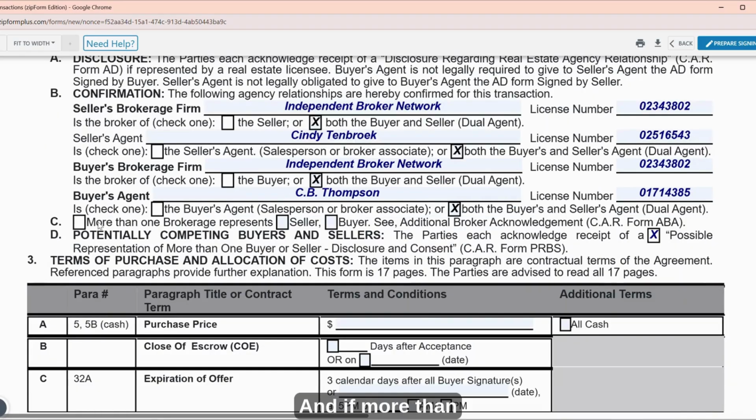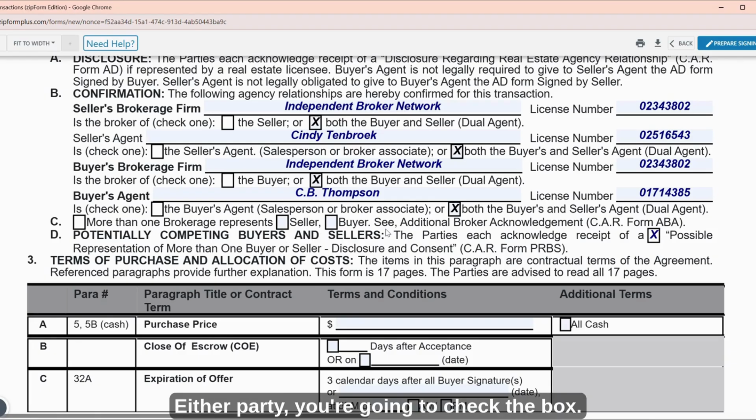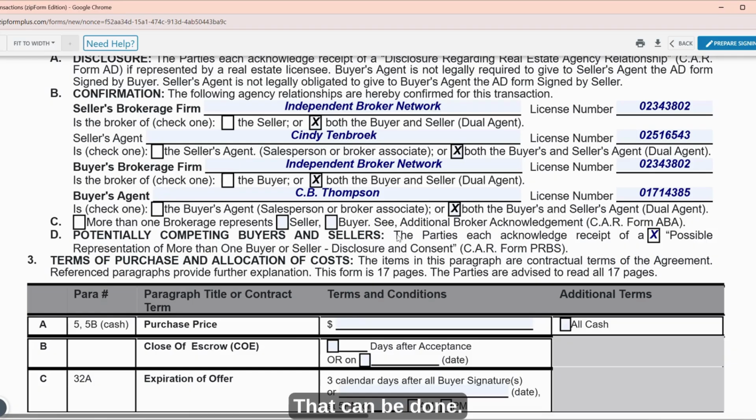And if more than one brokerage represents either party, you're going to check the box. This would be if you had 2 brokers representing the buyer or 2 brokers representing the seller. In that case, please reach out to me. That can be done. It's not my preference, but reach out to me. I'm not going to do a video about that.